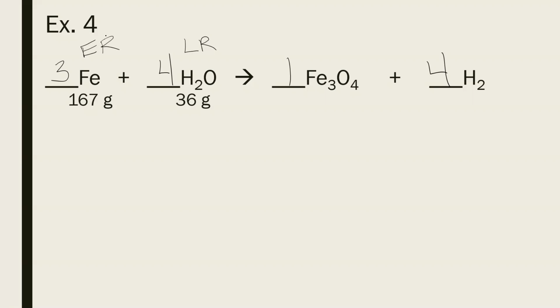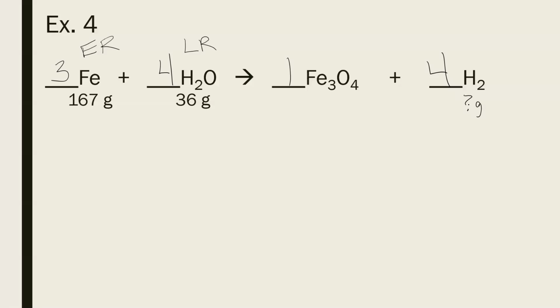Okay, so we're going to continue this now. We now know which is which. What do we do now? The next step is to use the limiting reactant to determine the unknown. So we're taking this a step farther. Your unknown is going to be the hydrogen as the product.